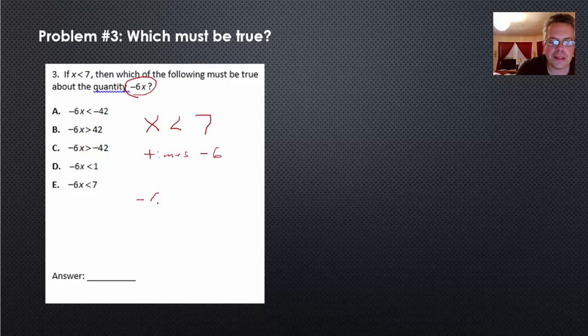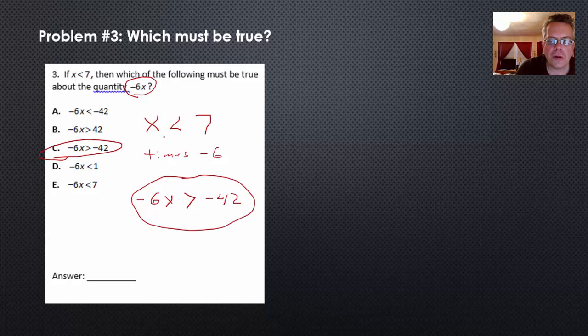So we're going to times by negative 6 on both sides. And we get negative 6x on the left. We get negative 42 on the right. And we have to flip the inequality. So if x is less than 7, multiplying by negative 6 shows us that negative 6x has to be greater than negative 42. So I had x and I had to think, how can I make this negative 6x? You can make it negative 6x by multiplying.